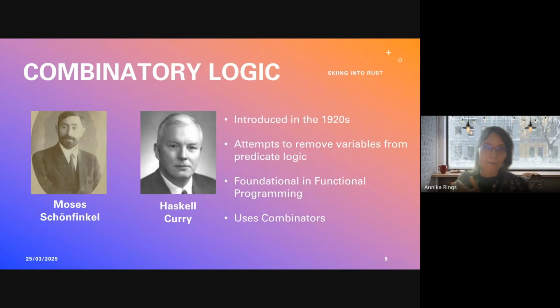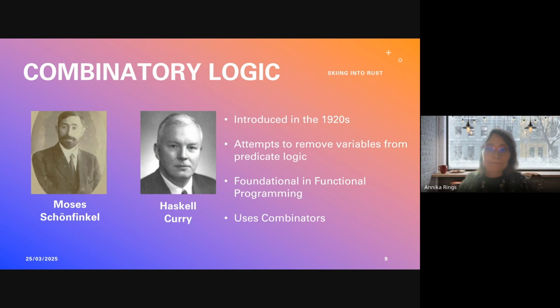Combinatory logic was introduced in the 1920s by these 2 people, Moses Schoenfinkel and Haskell Curry. And Haskell Curry is the person that the Haskell programming language is named after, and also a technique that functional programmers might know called currying is named after him. So that already suggests that his work was very important in the foundations of functional programming. But originally, the combinatory logic system was not developed with a view to programming. This is the 1920s, so before the invention of modern computers.